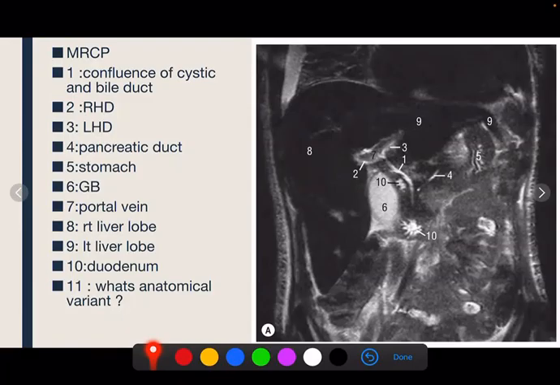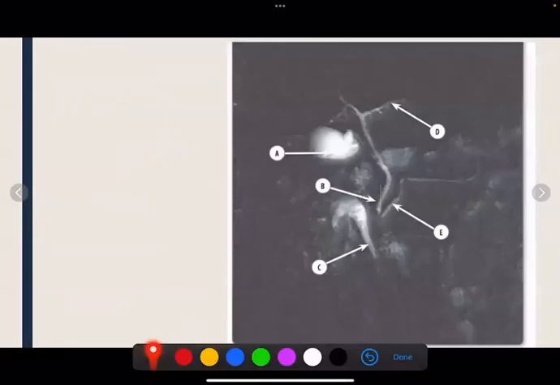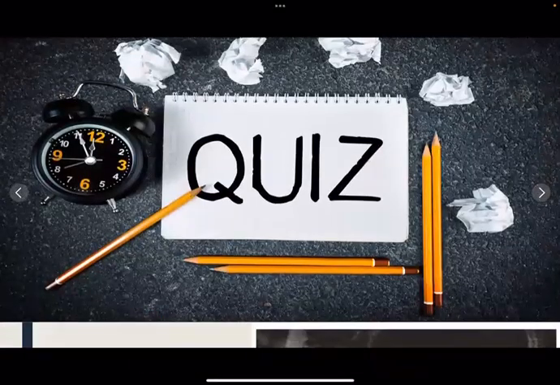What variation in this image? Radial lobe, inferior extension of the right lobe. Excellent. Okay.